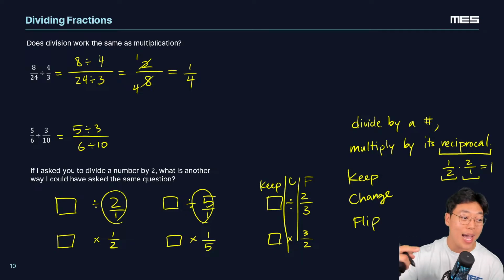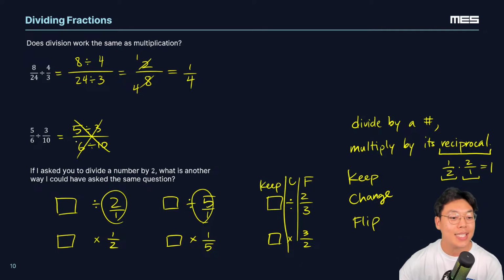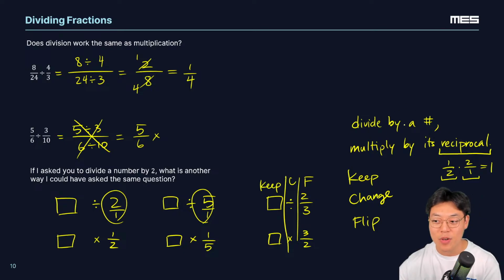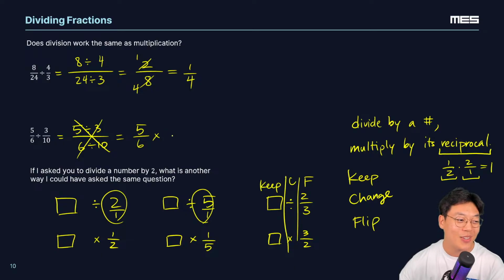So now let's go back to our previous problem. Instead of rewriting it this way, I can rewrite this as 5/6 times what fraction? What fraction can I multiply 5/6 by? Since right now I'm dividing by 3/10, using KCF, or this phrase, when we divide by a number, we can multiply by its reciprocal. I can multiply by, great Sean and Chloe, 10/3.